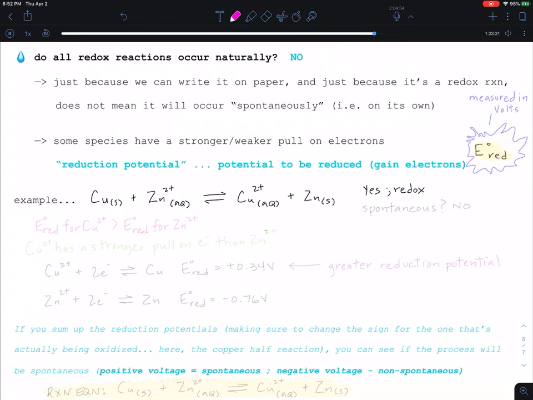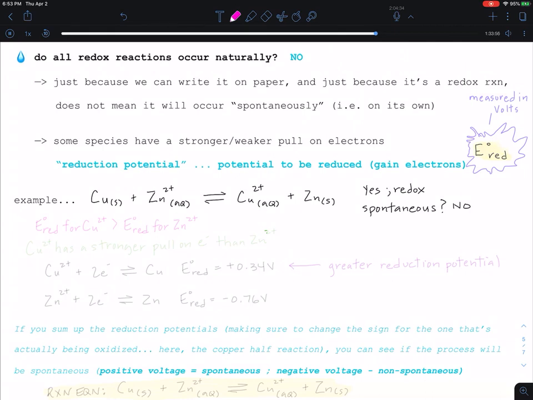Is this going to happen on its own? So spontaneous? Is this reaction going to happen on its own? And I'm going to tell you no. Just because you get to write it down doesn't mean it's going to happen. Sadly, that happens a lot in chemistry. You have this beautiful reaction all written down, and then you get into the lab and nothing goes according to what you thought, right? So that happens sometimes.